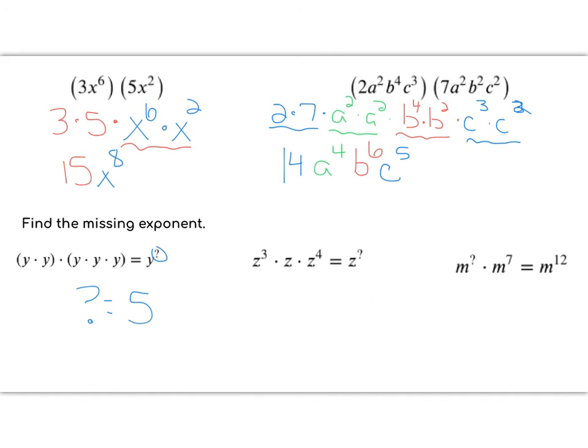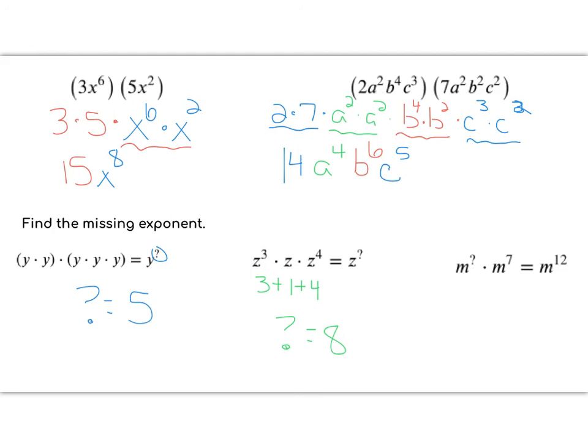What if I'm multiplying z cubed times z to the 4th? Well, they're all the same base, so I can add my exponents. So 3 plus 1 plus 4, what is that? That is 7 and 8. So my question mark, this is going to be z to the 8th.